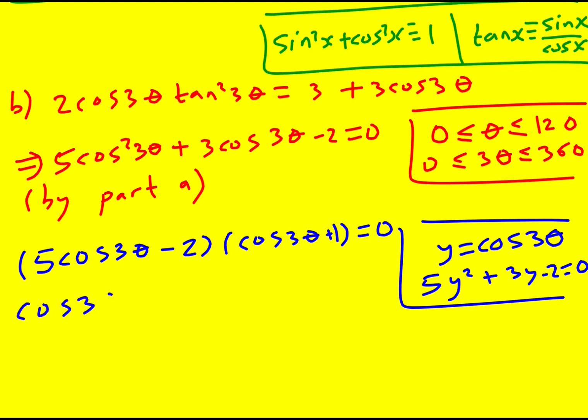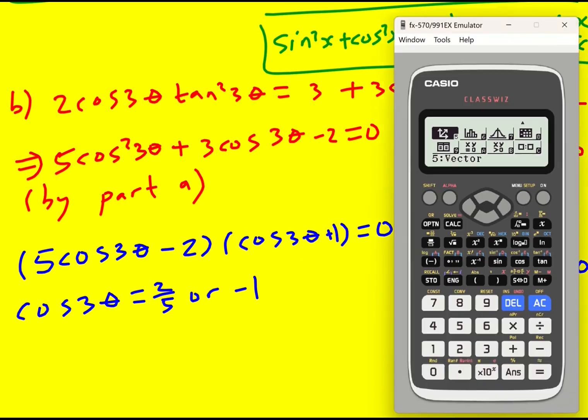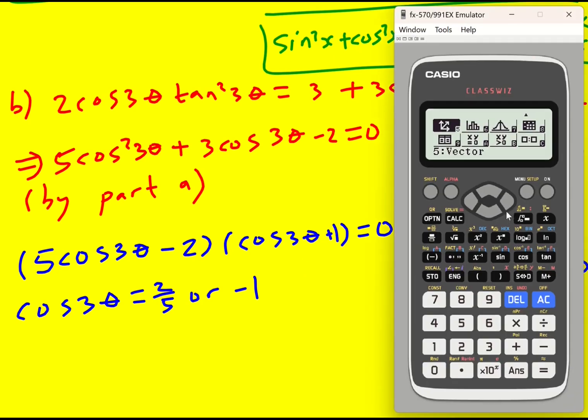So cos 3 theta is equal to 2/5 or minus 1. Now, I don't advocate the following method, but I do see people using it, especially to check, or if they really struggle with factorizing. And that is, you can go to the equation, polynomial, degree 2, and essentially solve it using the quadratic formula.